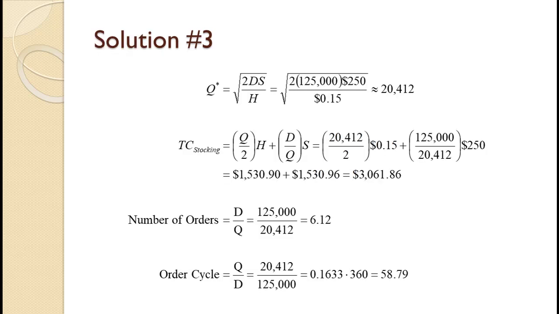Plugging in the appropriate values, we have an economic order quantity of 20,412, total stocking cost of $3,061.86, 6.12 orders per year, and an order cycle of 58.79 days.